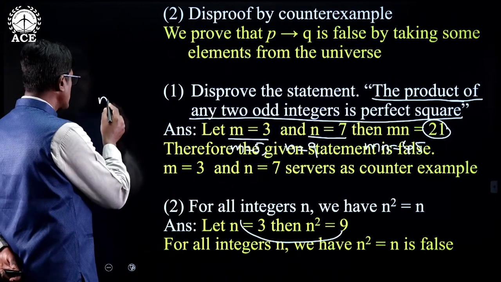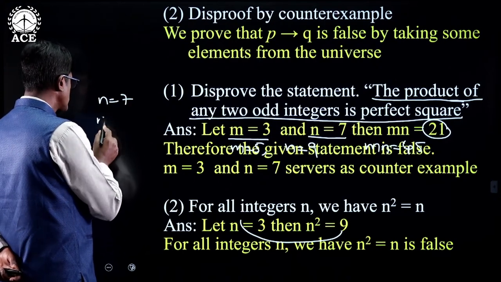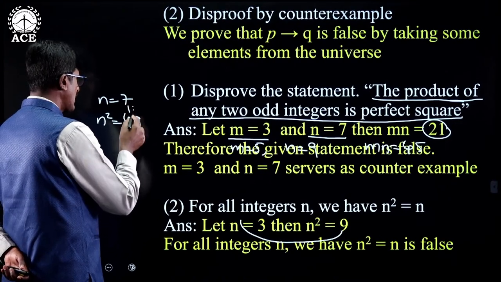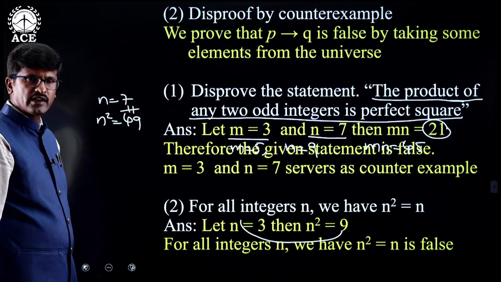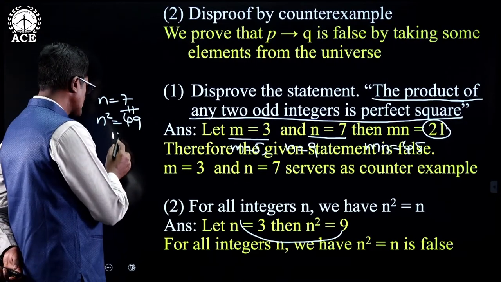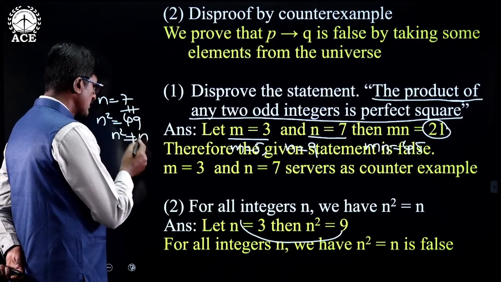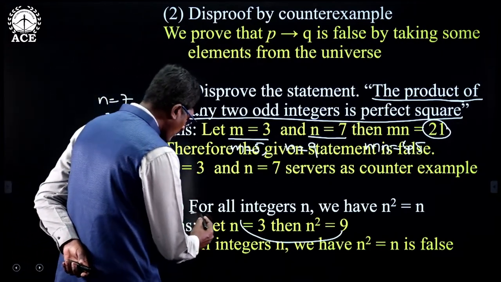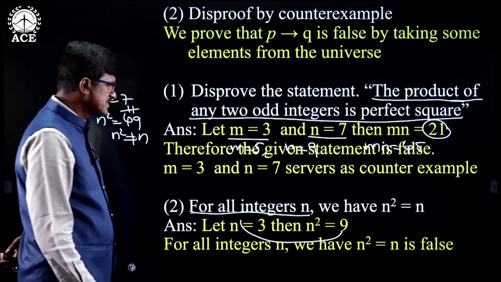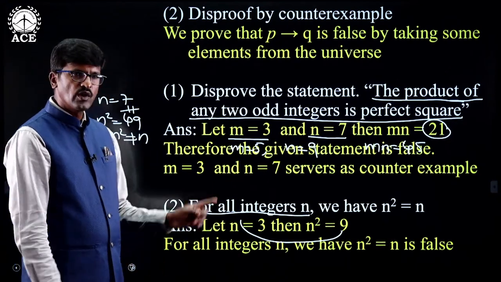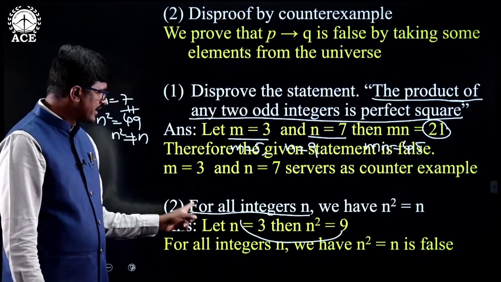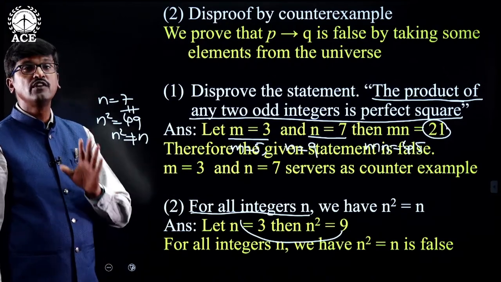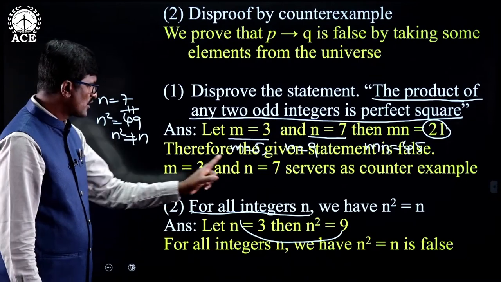Similarly, you can take n equal to 7. n square is 49. Is 7 equal to 49? No, 7 is not equal to 49. That means n square is not equal to n. Here they are saying that for all integers n, n square is equal to n. So for all integers n, n square equal to n is not true. Only for some integers is n square equal to n.